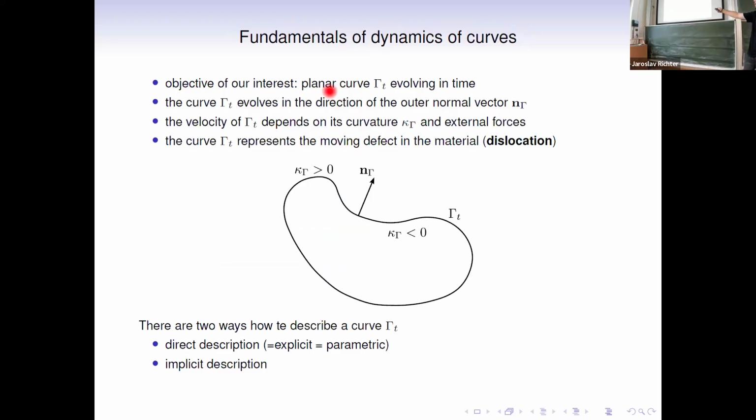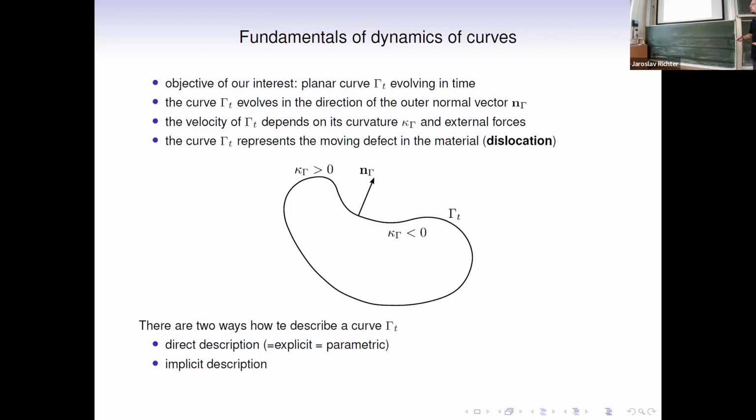So, very, very brief fundamentals of the dynamics of curves. Let's imagine such a curve gamma. It is our dislocation. No matter if it's closed or open, we consider that it evolves in the plane and it evolves in the outer normal direction. The velocity depends on curvature and external forces.